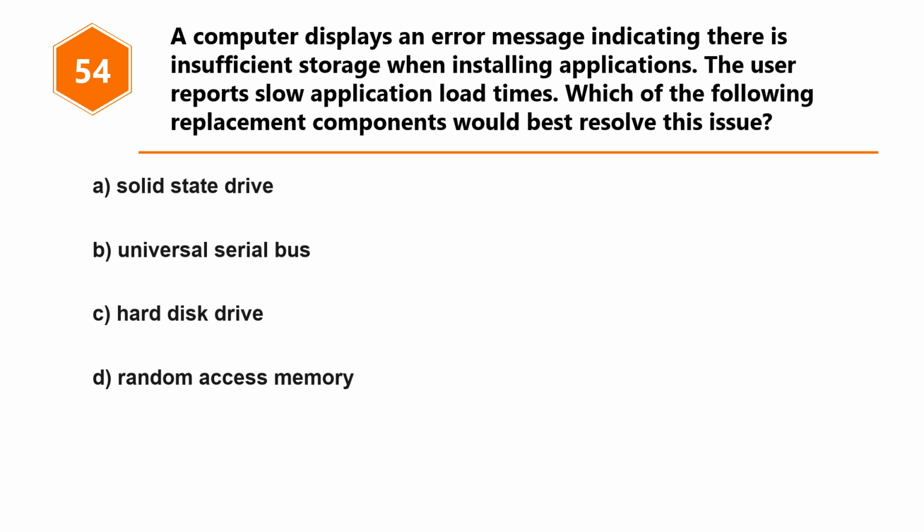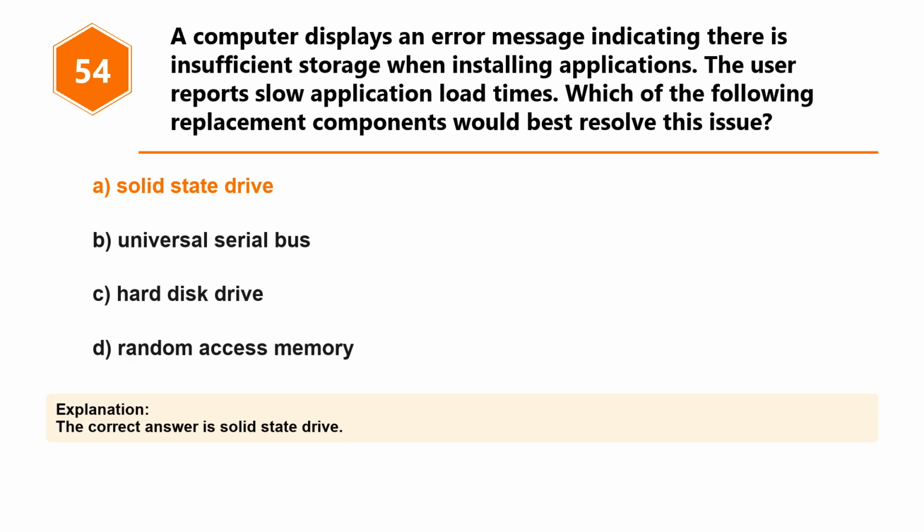Option C, hard disk drive. Option D, random access memory. The correct answer is option A, solid-state drive.